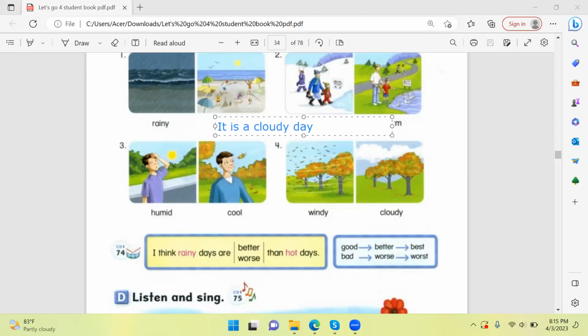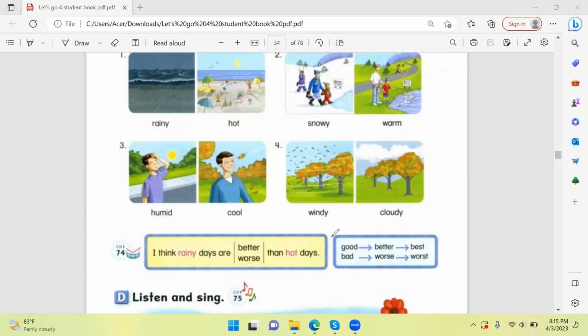How about last one? How about this one? It is a cloudy day. Okay, it is a cloudy day. Very good, Julia. Good job. So now let's proceed here. Okay, let's proceed for the next one.